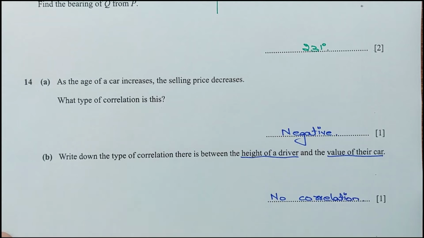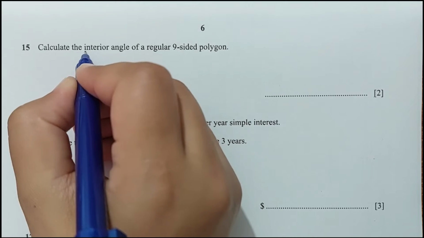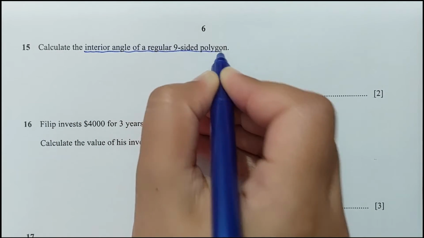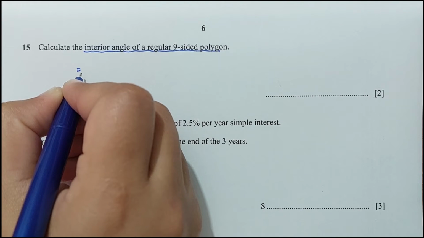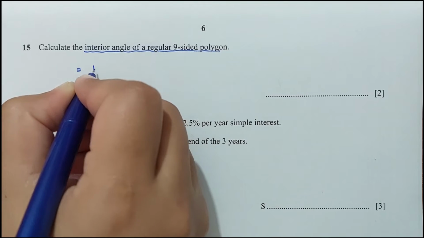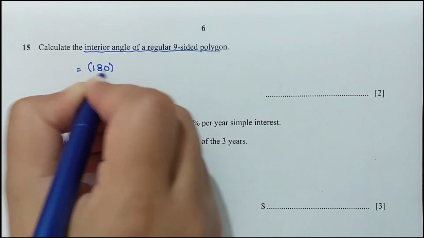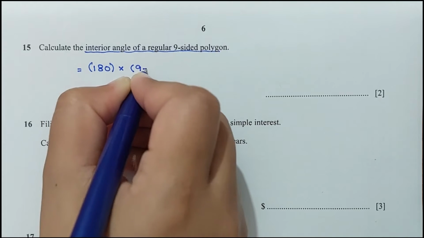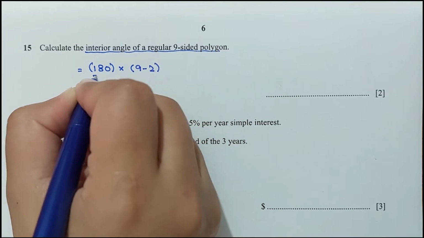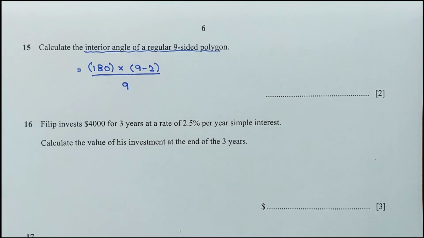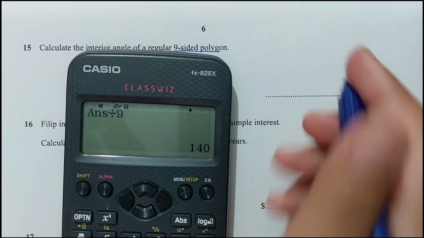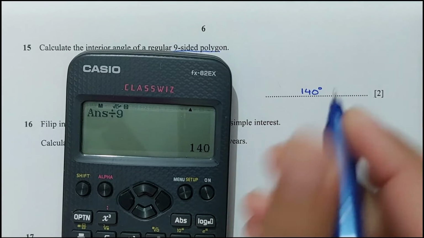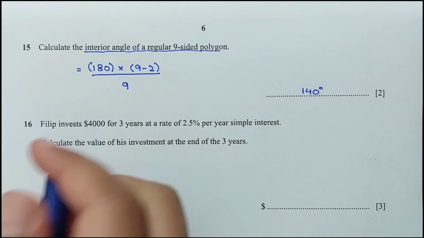between these two quantities. Question number 15, calculate the interior angle of a regular 9-sided polygon. It's a regular one, so we have to use the formula: the measure of each interior angle of a regular polygon is 180 times (number of sides minus 2) divided by the number of sides, right? So from 9 take away 2 is 7. 7 times 180 divided by 9, that is 140. That is the measure of each interior angle of a regular 9-sided polygon.